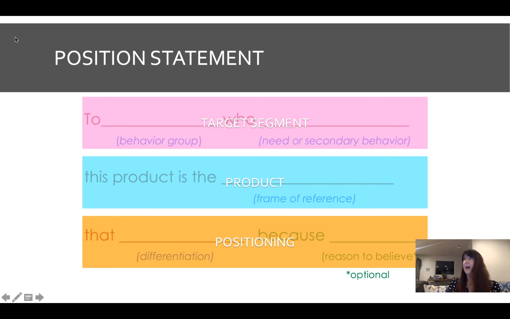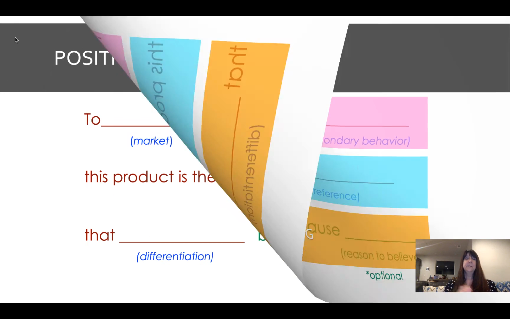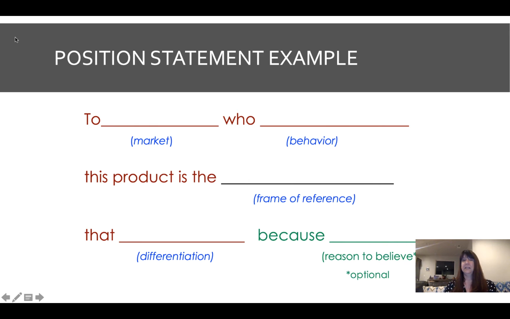And then how do you know this? What are your proof points? And proof points are generally things that customers are talking to you about, or perhaps you have a 5-star rating on Amazon, or because you have a seal of approval from some organization. So that is positioning. Let me give you an example of how this works.